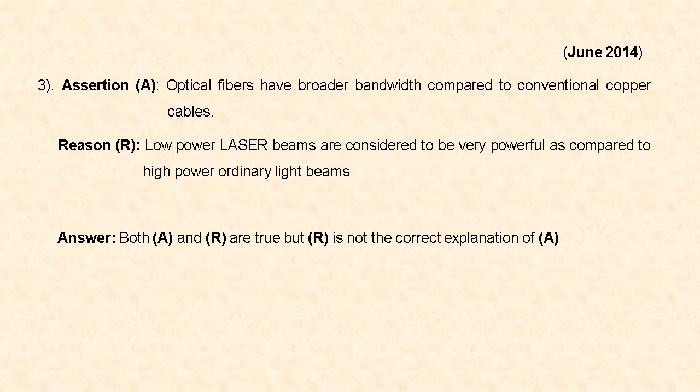Next question. This question was also asked in June 2014. It is assertion and reason type. Assertion: Optical fibers have broader bandwidth compared to conventional copper cables. Reason: low power laser beams are considered to be very powerful as compared to high power ordinary light beams. Here both the assertion and reason are true, but the reason is not the correct explanation of assertion.